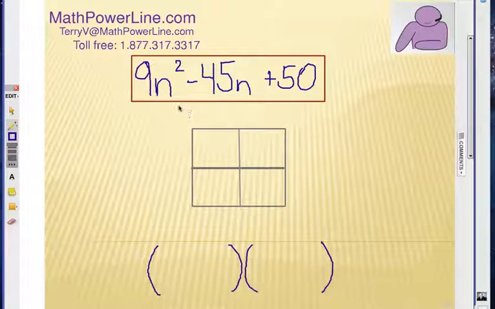Again, the idea is to take the factors of 9n squared and put them in this column right here. Obviously that could be a 3n and a 3n, or a 9n and an n. I need to figure out the best way to do it. I'm just going to guess and say 9n and 1n, or just an n. Okay, we'll start with that. And then of course I take the factors of 50 and put them there, and that could be 5 and 10, it could be 25 and 2.